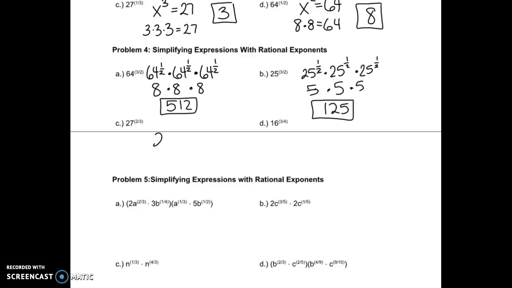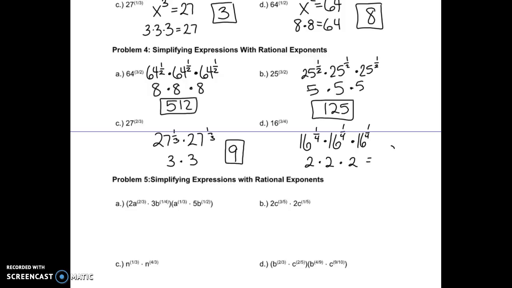27 to the 2/3. That's 27 to the 1/3 times 27 to the 1/3. So that's going to be 3 times 3, which is 9. 16 to the 3/4 is 16 to the 1/4 times 16 to the 1/4 times 16 to the 1/4. That's 2 times 2 times 2, which is 8.